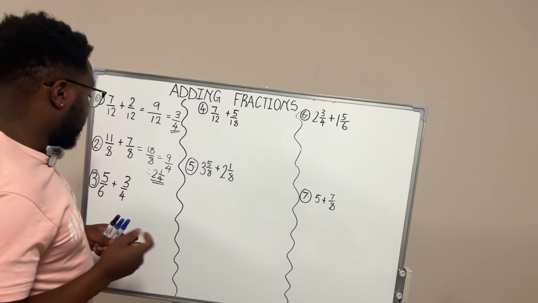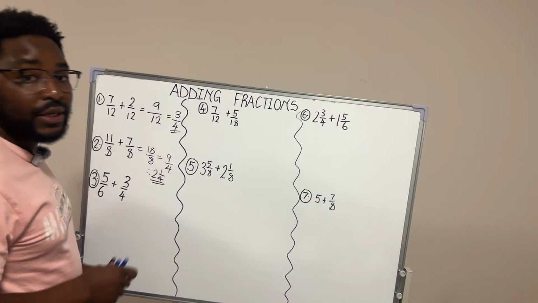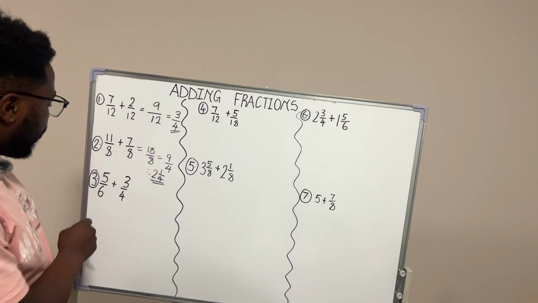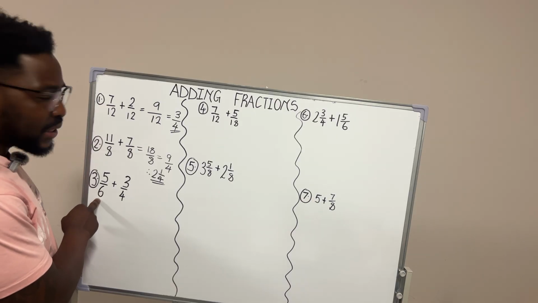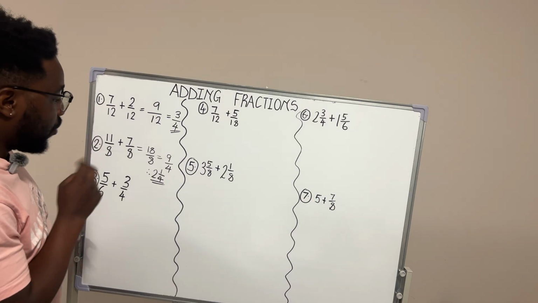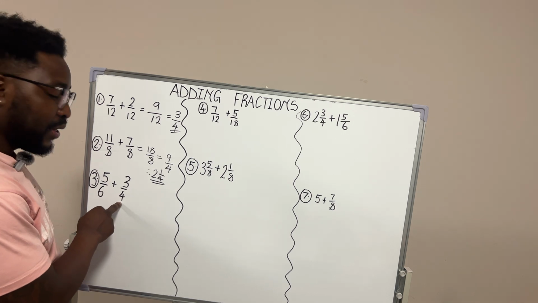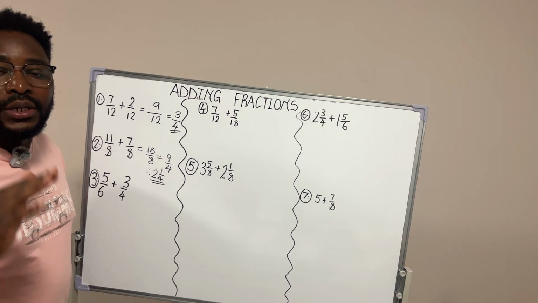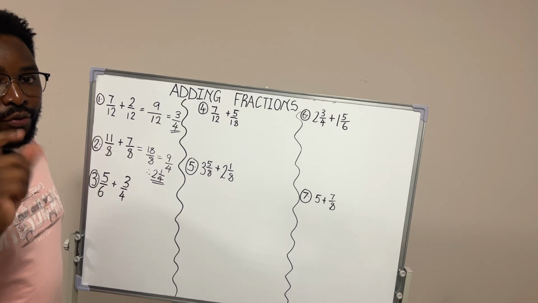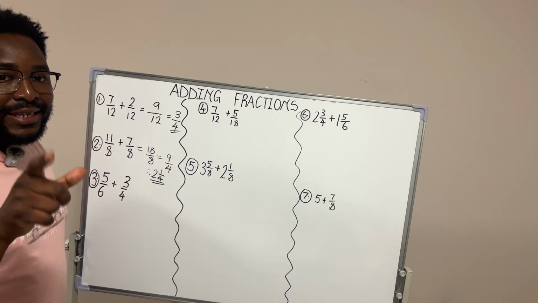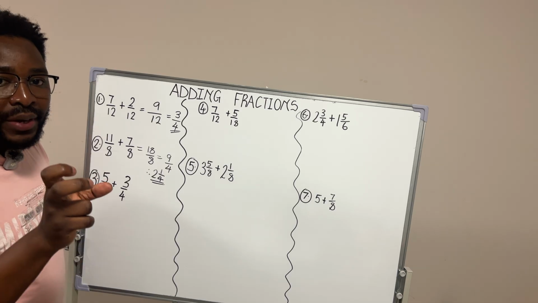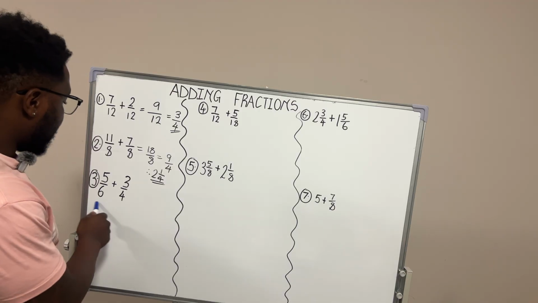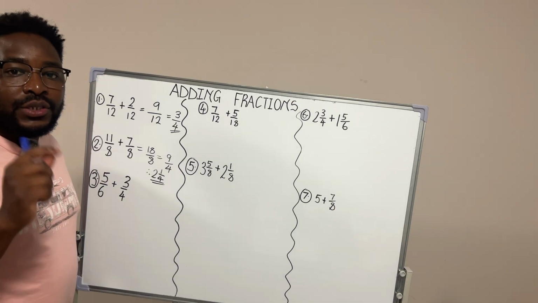Okay, so now let us look at our third question. If we look at our first fraction, the denominator is 6, right? And if we look at our second fraction over here, the denominator is 4, right? So they do not have a common denominator, right? So now remember, the main key idea is you have to have the same denominator, and then you can add them.